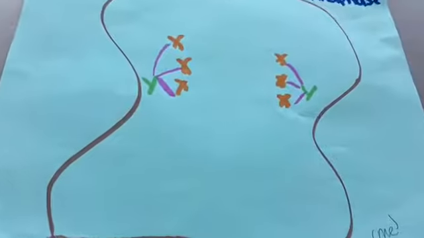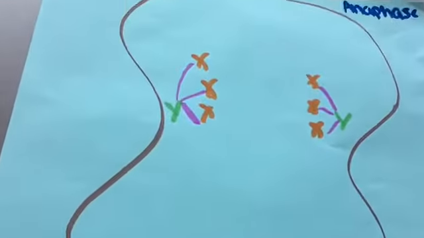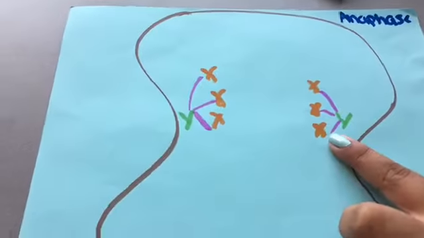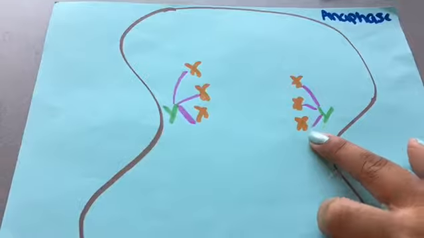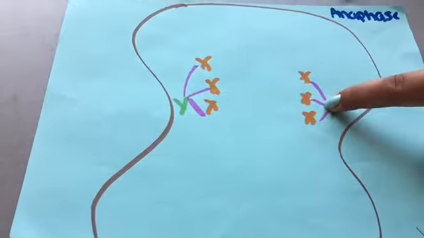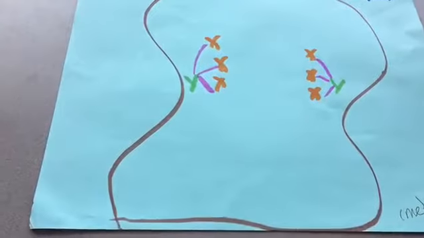This is what happens during meiosis. During the anaphase, chromosomes are not chromatids as you saw in mitosis. They are chromosomes still, and they're being pulled as a whole.